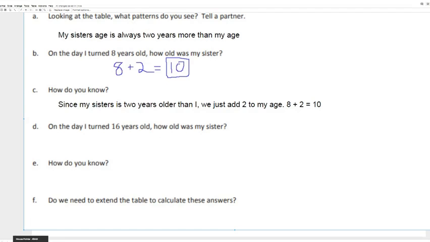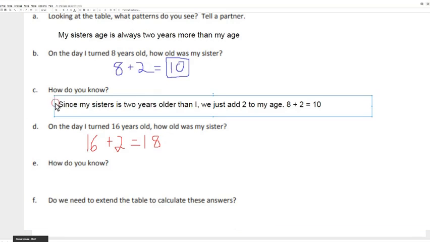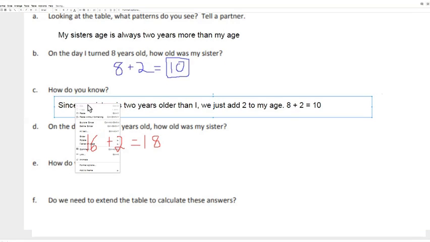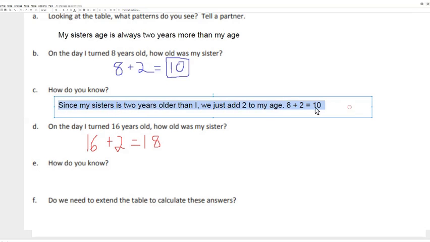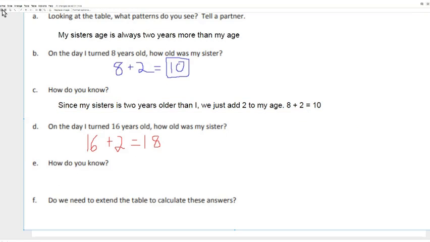Well, the same basic idea. If I turn 16, I add 2 to it because my sister is 2 years older than I am, and of course I get 18. She would be 18 years old. Well, how do I know that? I just answered that question right here. So if I take this right here and copy it, remember it means the same thing. Might as well just copy it and paste it down here.